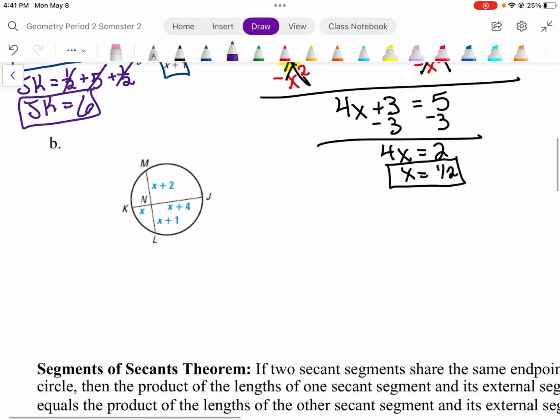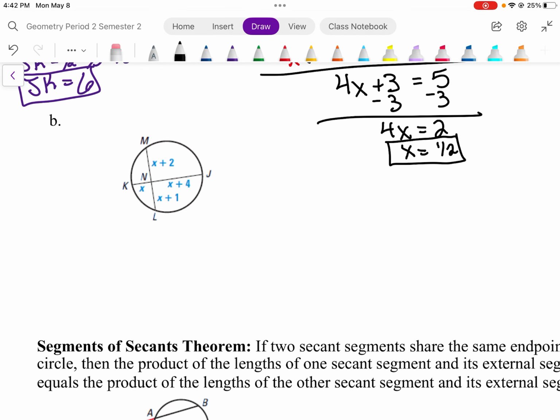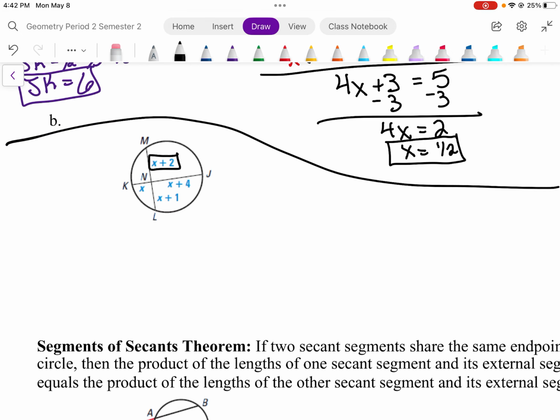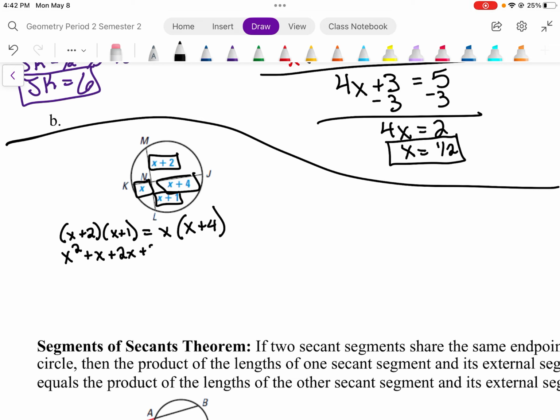Okay, so if you want to pause the video and try part B on your own, you can, or you can just follow along as I go through it. So for this one, again, we're going to take part times part of the same chord. So we're going to have x plus 2 times x plus 1. And then part times part on our second chord. So x times x plus 4. Don't forget to FOIL, so you would get your x squared plus x plus 2x plus 2.